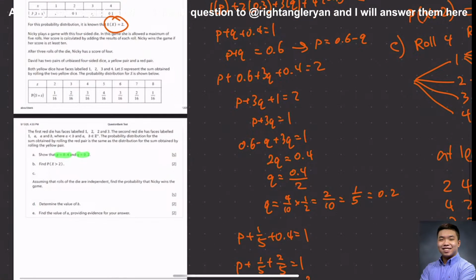Now let's have a look at part D. We want to determine the value of B. The first red dice has faces labeled 1, 2, 2, and 3. The second red dice is labeled 1, A, A, and B. The probability distribution for the sum obtained, both yellow. Let S be the sum obtained. We need to have the same probability distribution, right?